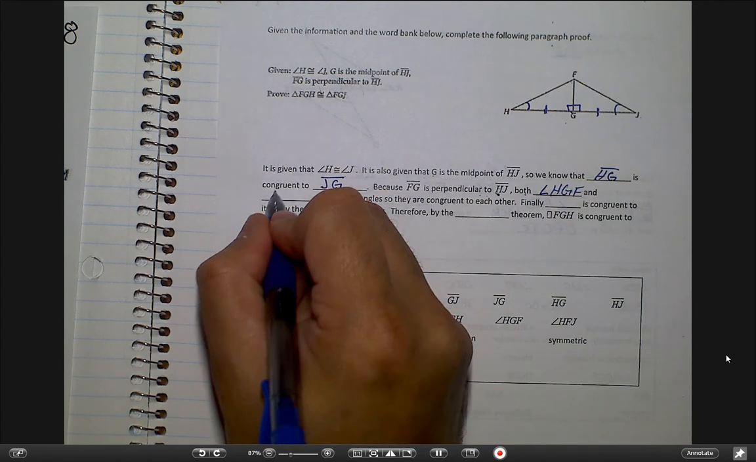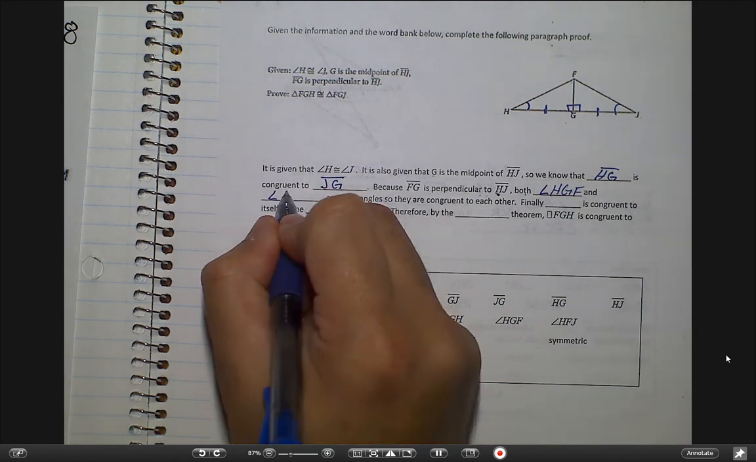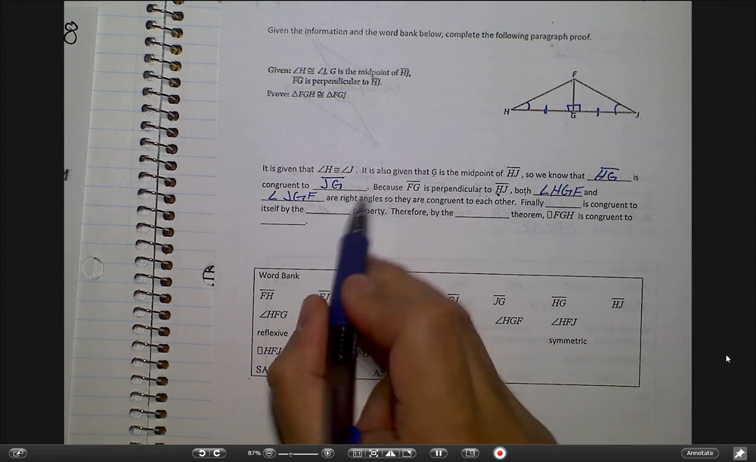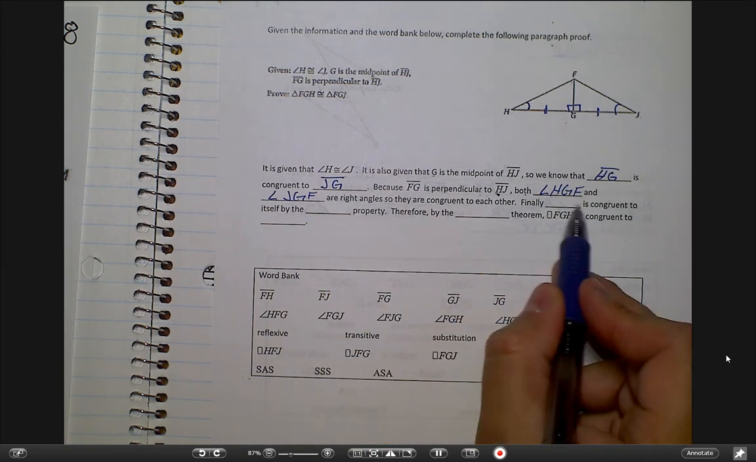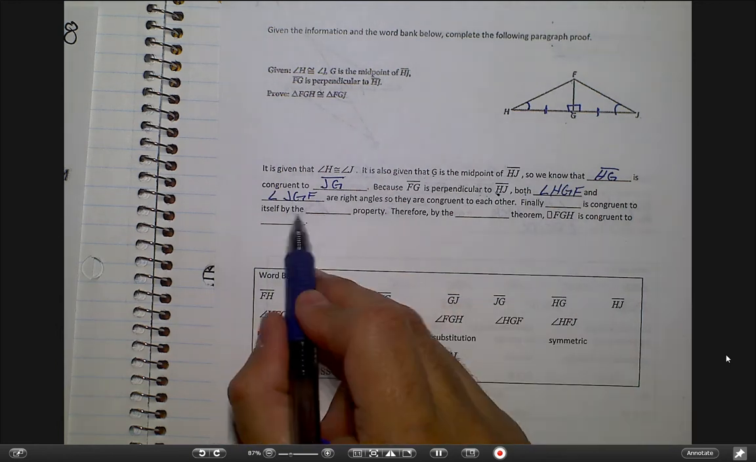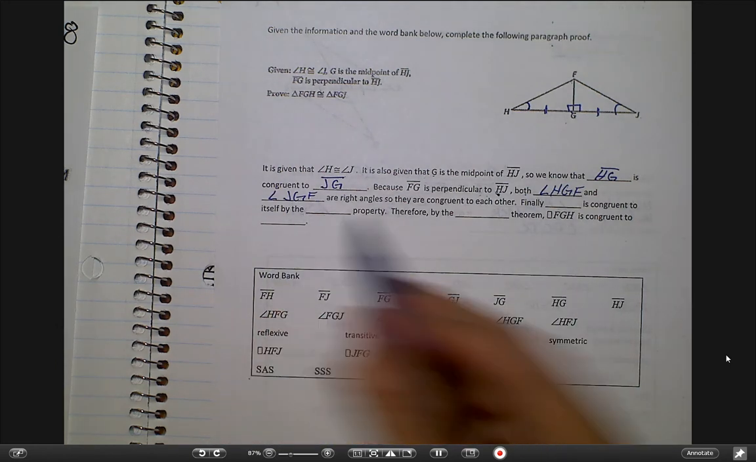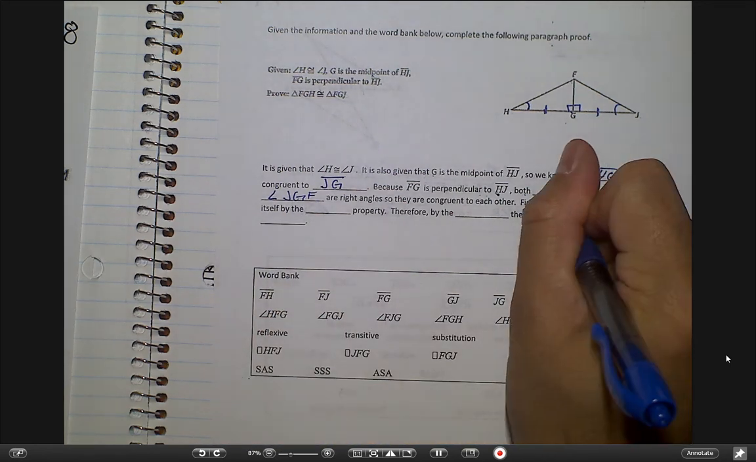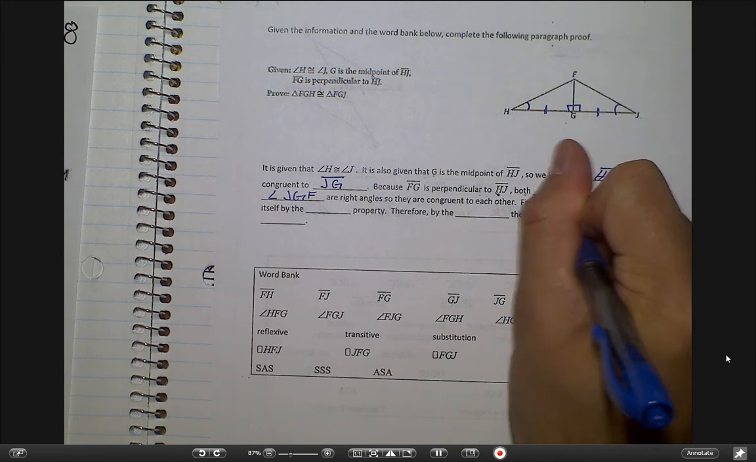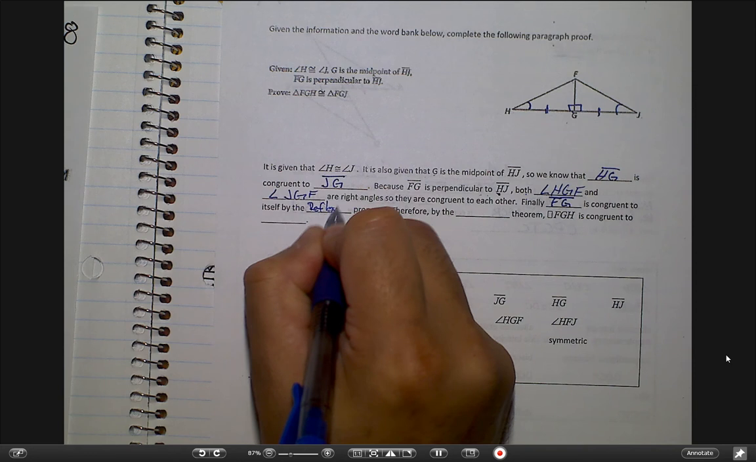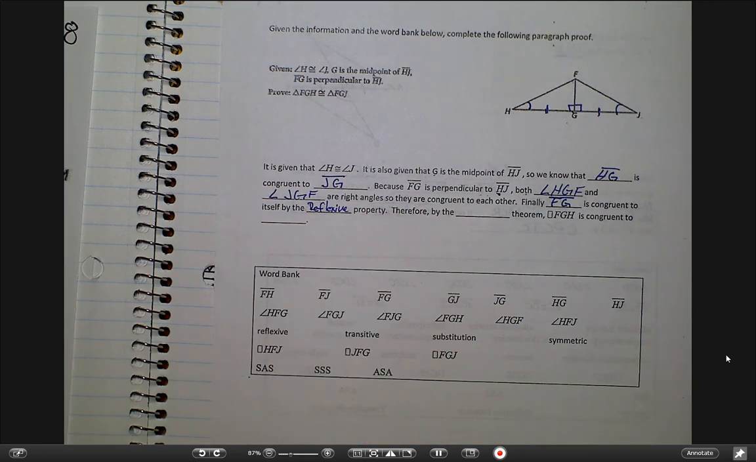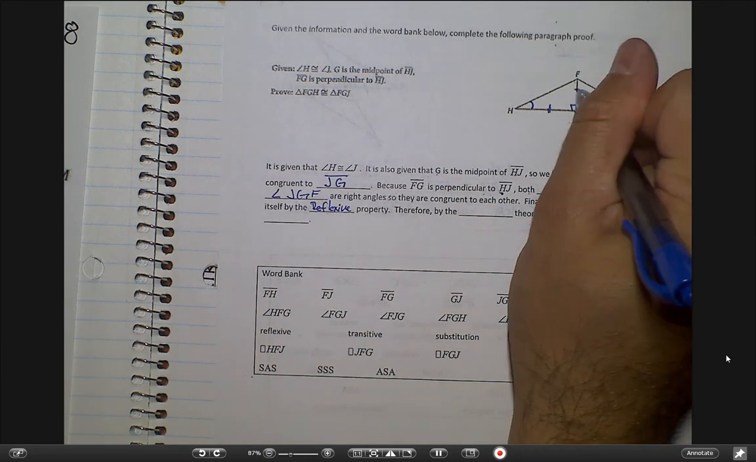And angle JGF are right angles, so they are congruent to each other. Finally, blank is congruent to itself by the blank property. FG is congruent to itself by the, very good, reflexive property. FG, reflexive property. By the reflexive property, right? Okay, so I'm going to go ahead and mark that one also.